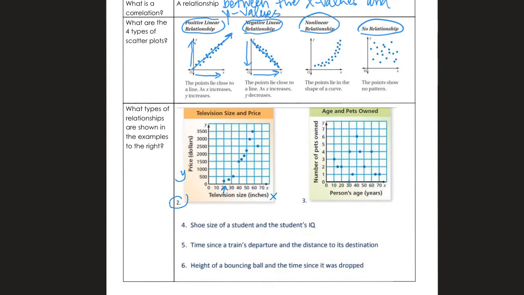It's not perfect. It doesn't have a perfect slope. That's what scatter plots are. They're not going to have a perfect slope, but as our television size increases, our price also increases. So since they're both increasing, this is a positive relationship.